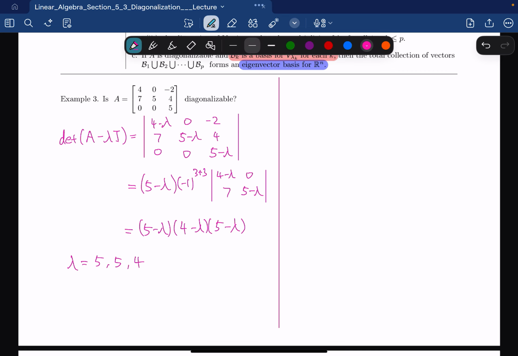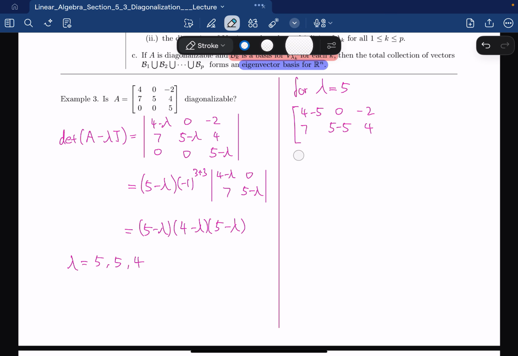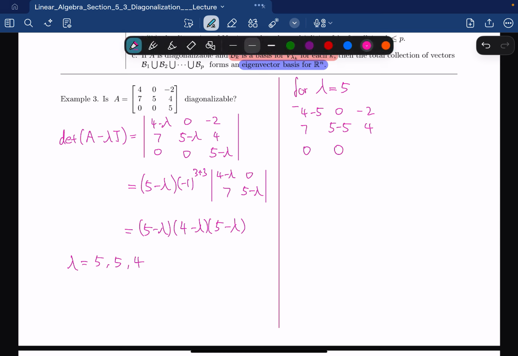Let's double check that. So for lambda, we don't need to give it a name anymore. Let's just go ahead and call it lambda equal to 5. The augmented matrix, 4 minus 5, 0, negative 2, 7, 5 minus 5, 4, and then 0, 0, 5 minus 5, augmented with 0, 0, 0.